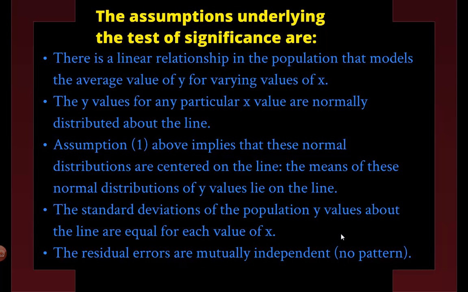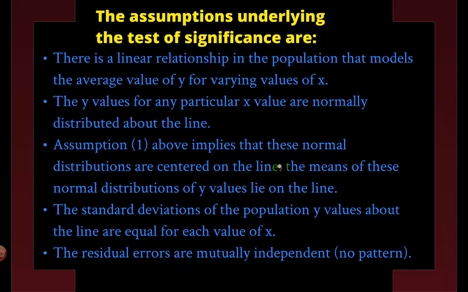Assumptions we should make: that there is a linear relationship. That makes sense because we're testing a linear relationship. We're doing linear regression, so we have to assume there's a linear relationship. That the values of X and Y are normally distributed about the line, so they can be anywhere. That the normal distribution is centered on the line.